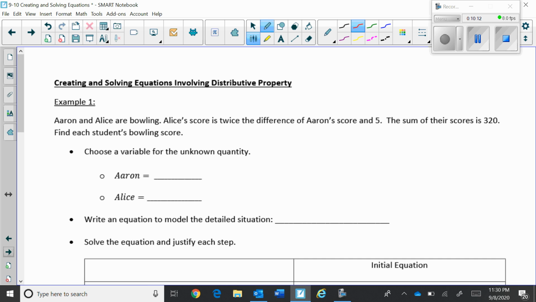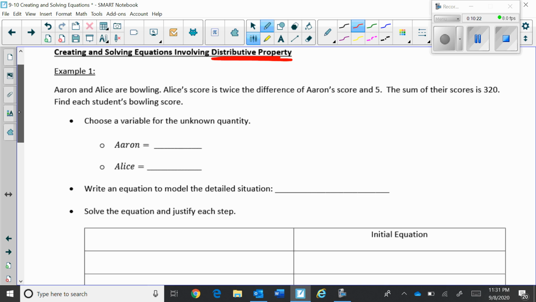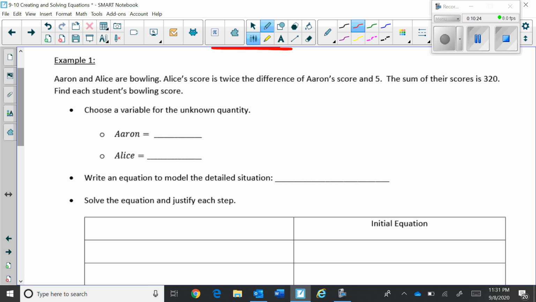We're going to head over to this one that says creating and solving equations involving distributive property, which means we're going to have a lot more going on in these problems. Okay, so let's read through this. Aaron and Alice are bowling. Alice's score is twice the difference of Aaron's score and 5. The sum of their scores is 320. Find each student's bowling score.